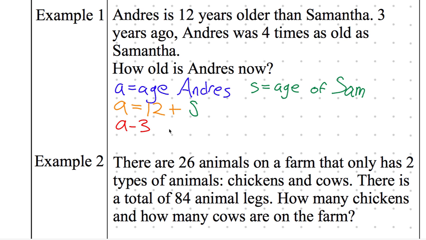So essentially, I'm going to be writing what sign here? There it is. This is saying 3 years ago, Andres was 4 times as old as Samantha. How am I going to say that? He's 40. 4 times as old as Samantha. Quiet raised hand. Cohen.